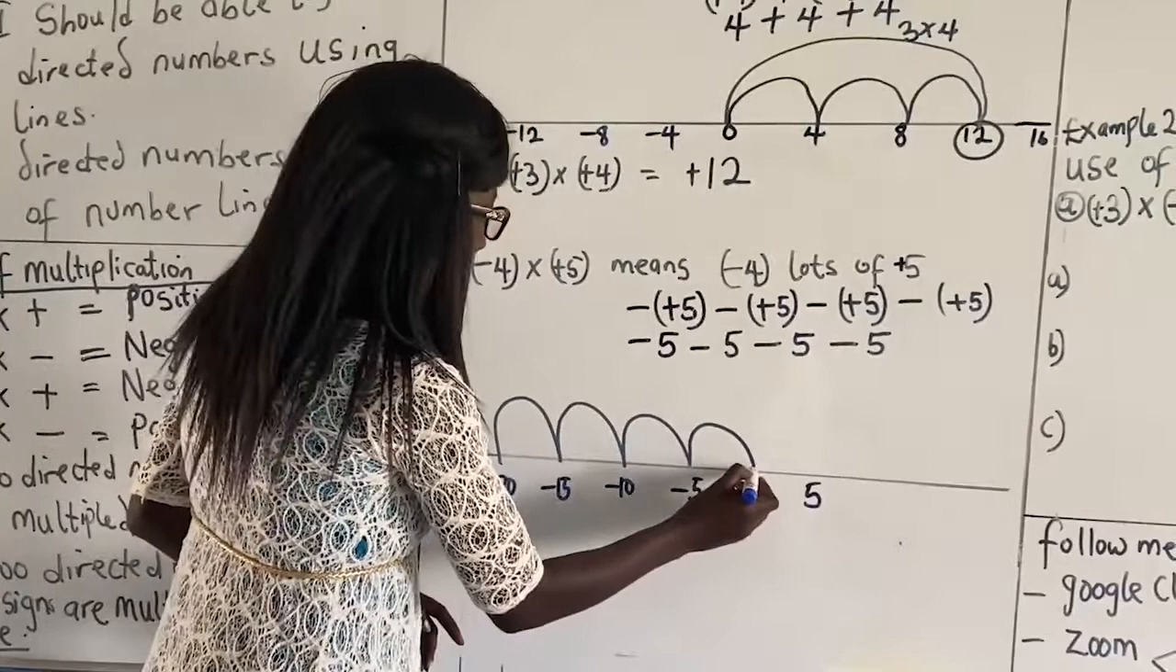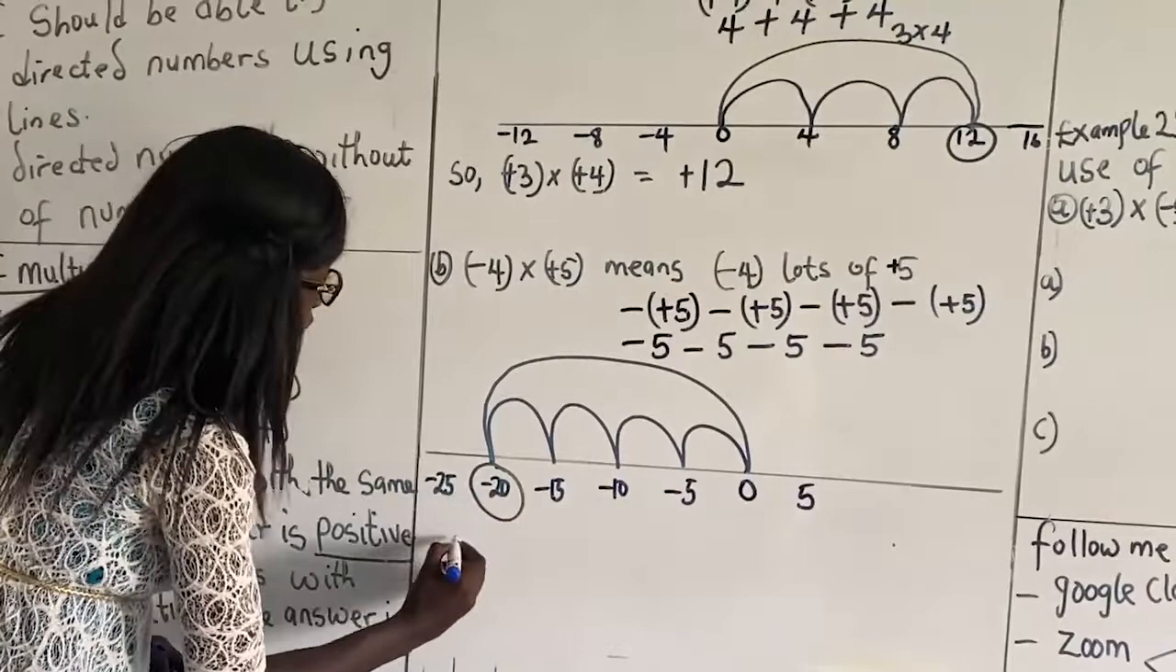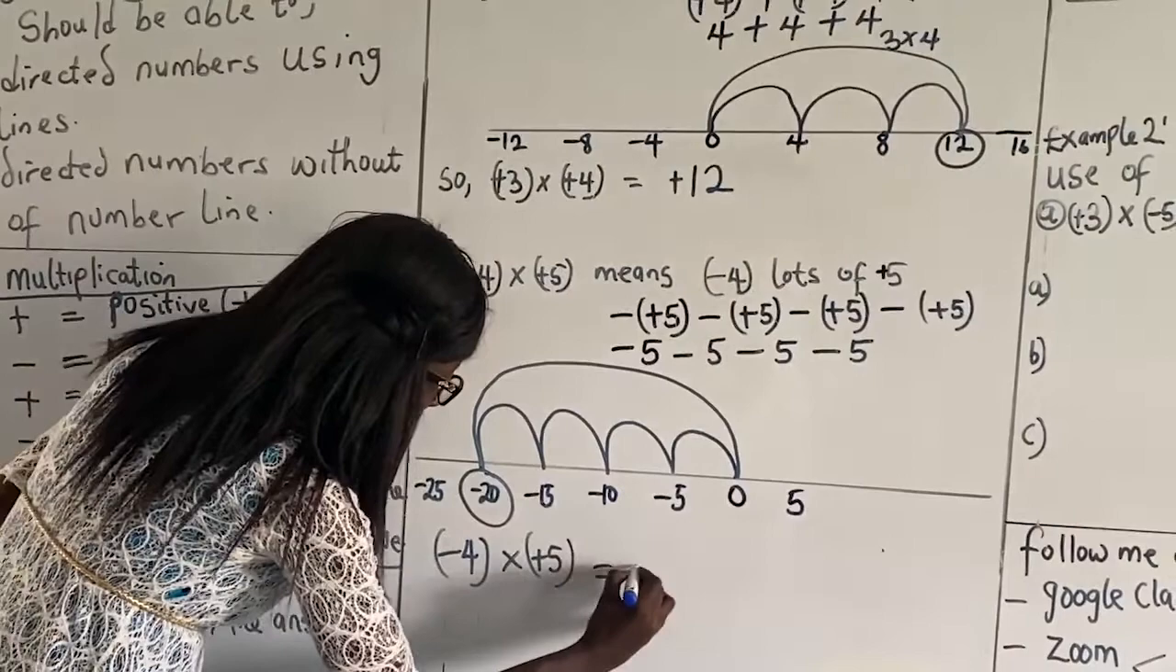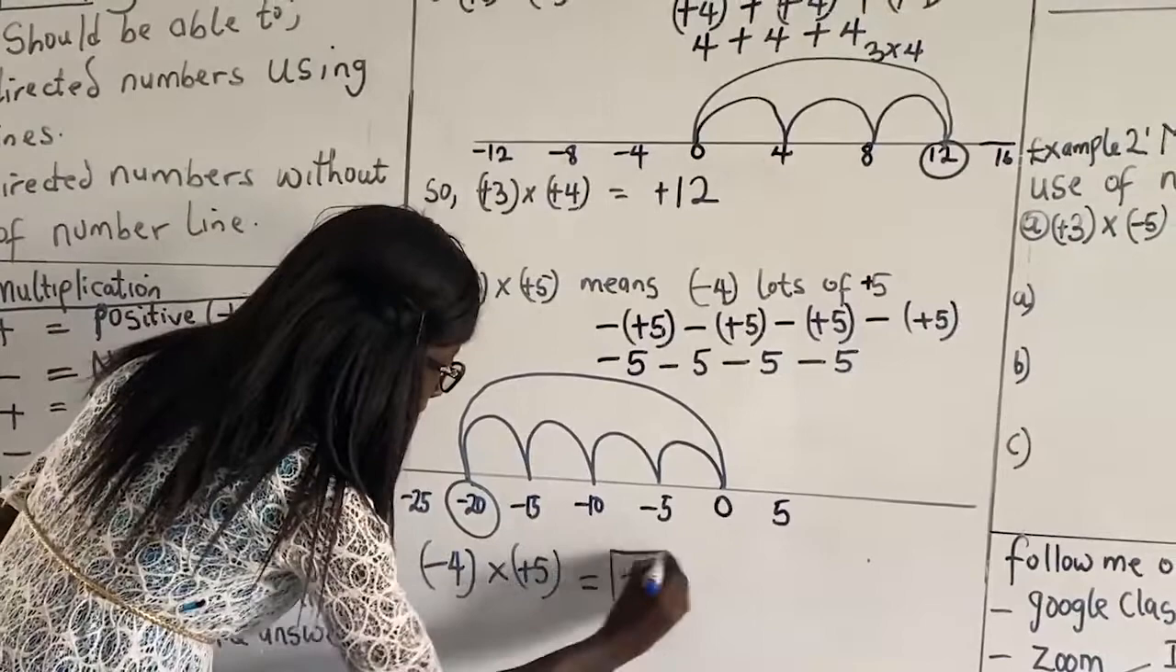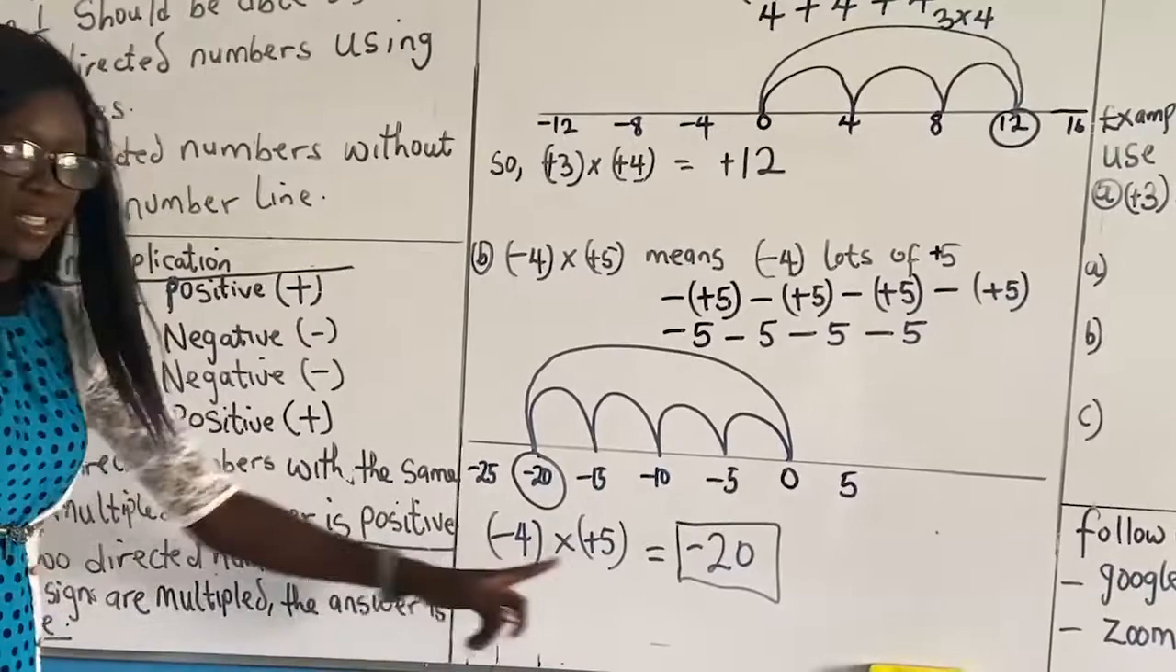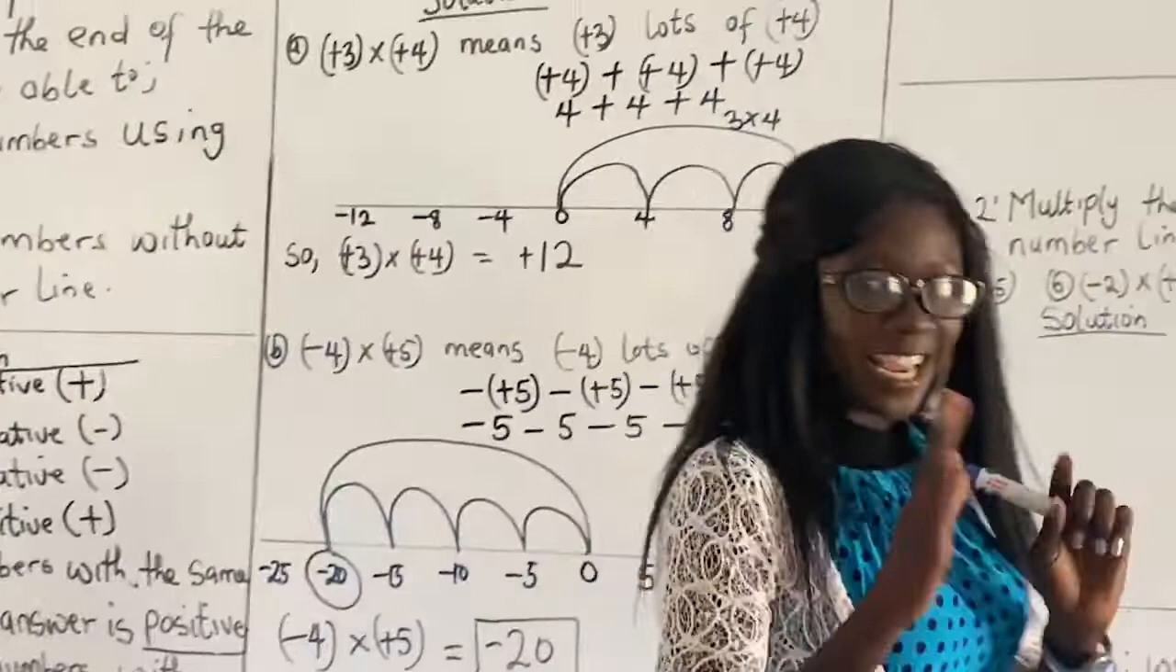Meaning that negative 4 times positive 5, our answer is what? Is minus 20. So negative 4 times positive 5, our result is what? Minus what? 20. Okay? So that satisfies our rule. Now when we have a negative and positive, our result is what? Is negative. Okay? Alright. You guys are experts.